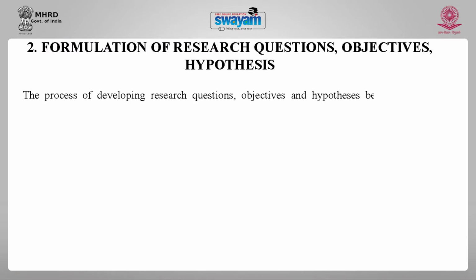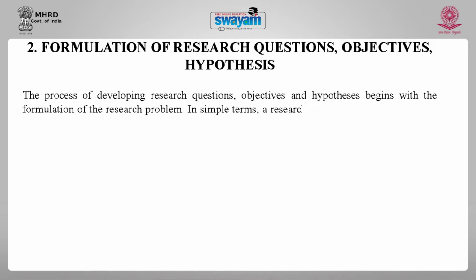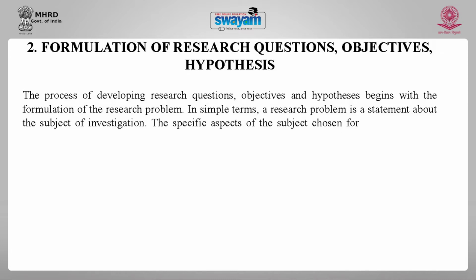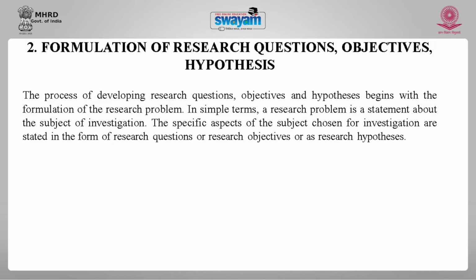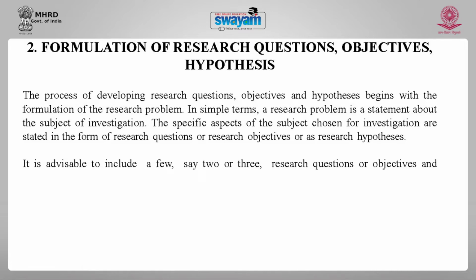The process of developing research questions, objectives and hypotheses begins with the formulation of the research problem. In simple terms, a research problem is a statement about the subject of investigation. The specific aspects of the research subject chosen for investigation are stated in the form of research questions or research objectives or as research hypotheses. It is advisable to include a few, say 2 or 3 research questions or objectives and hypotheses.